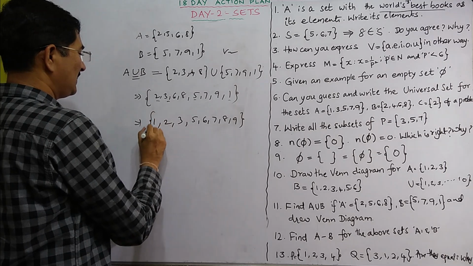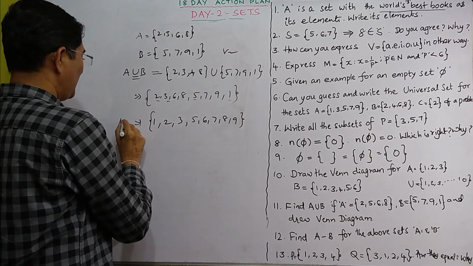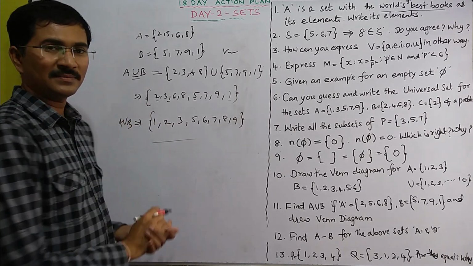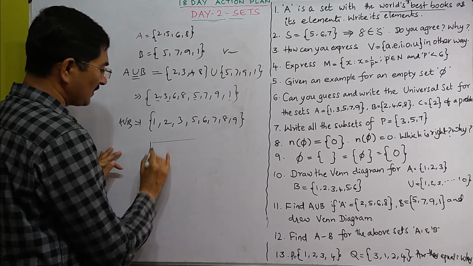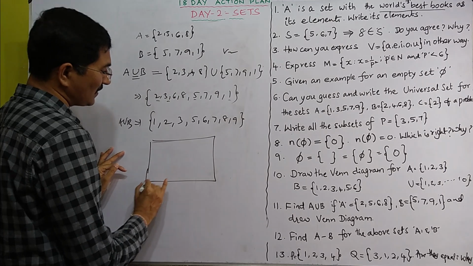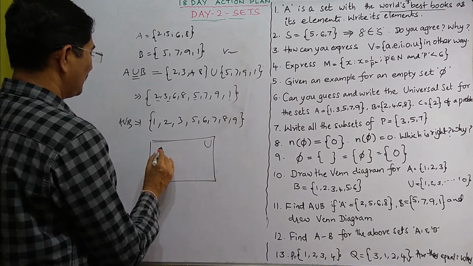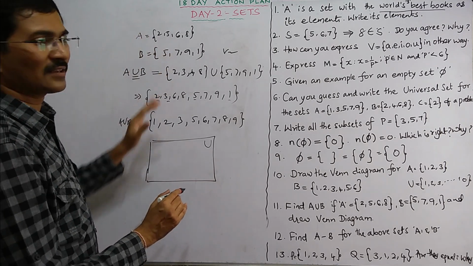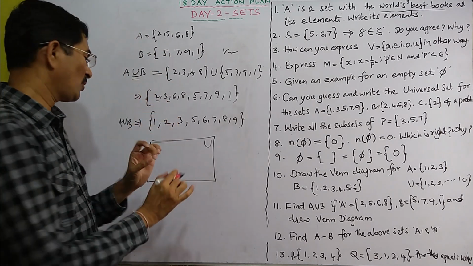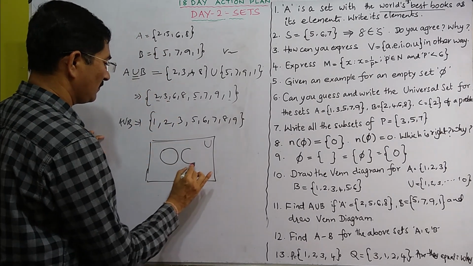So now this is the union of A and B. Now he has also asked to draw the Venn diagram for this. So how do we draw the Venn diagram? Simple, it is always the same. Universal set. Next, A and B. Do they have any elements in common? No elements are common. So you need not touch them. You can write them separately.